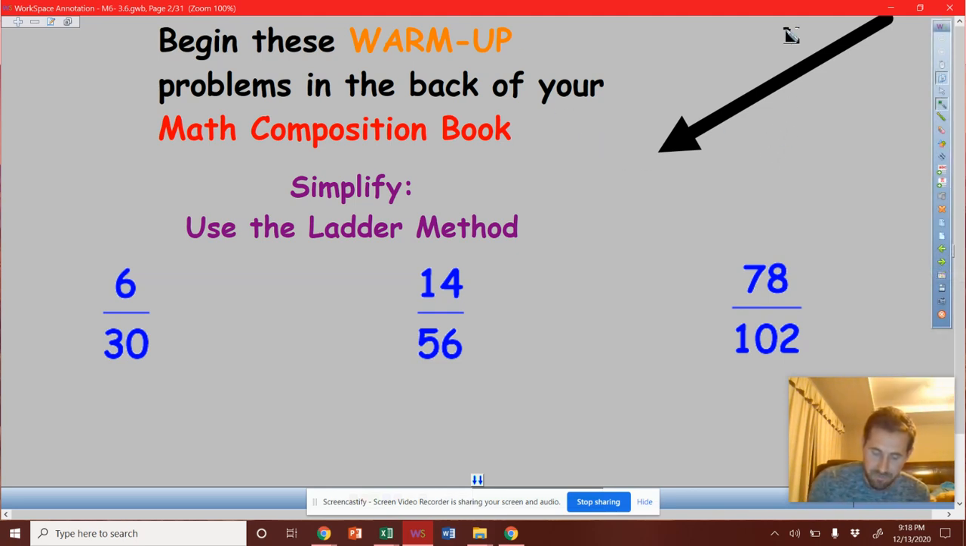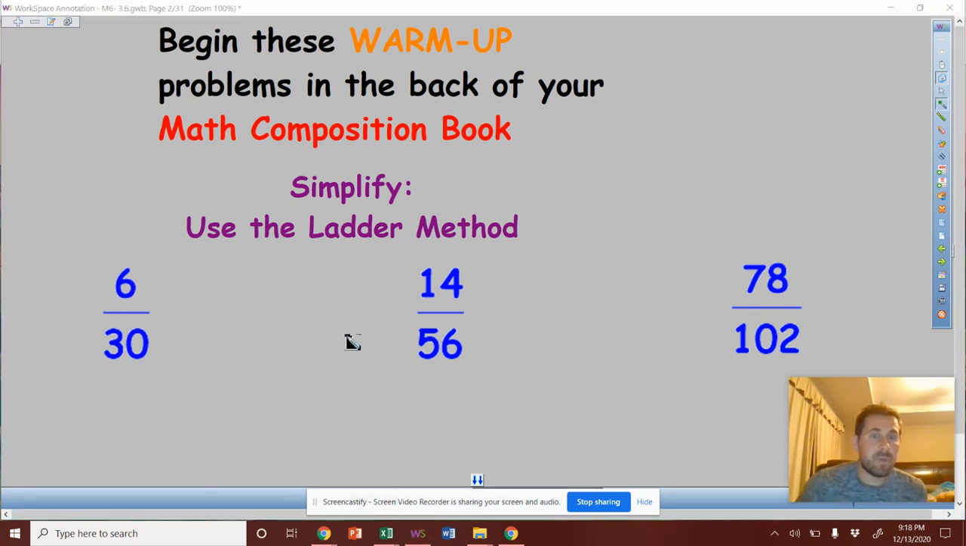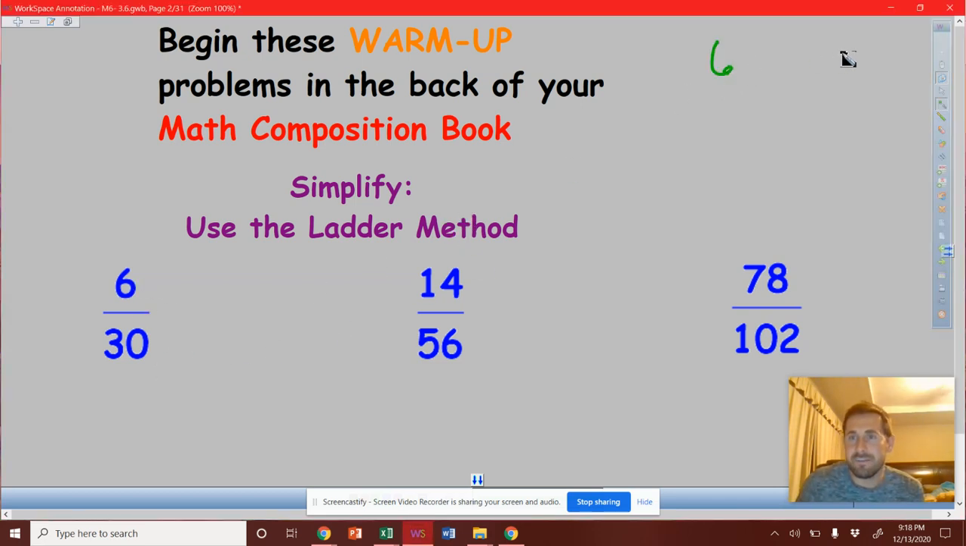So I'm going to do each piece. If you remember what we're doing with the ladder method, it allows us to simplify fractions. So we have 6 over 30. So we can put 6 and 30 in a ladder. And then you ask yourself of any number, it doesn't need to be prime in this case. We're not finding GCF or LCM. We're just looking for numbers that can go into 6 and go into 30.